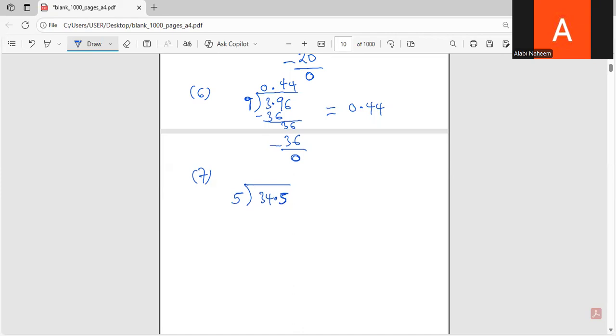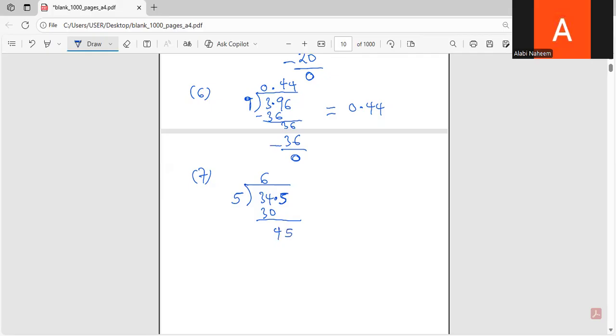5 in 34. The highest multiple of 5 before 34 is 30. After 30, you have 35. So writing 30, 5 in 30 is 6, remainder 4. The remainder, ignore the remainder. We need the whole number part. So 6. 5 times 6 is now 30. Subtract. 34 minus 30, you have 4, then 5.